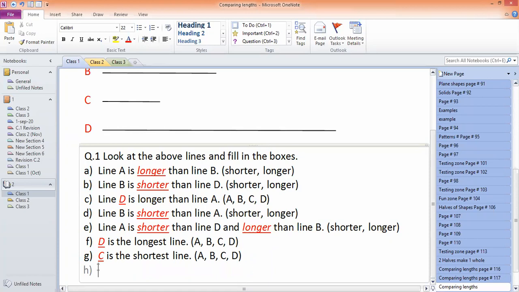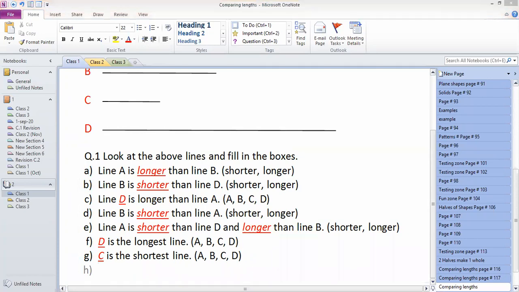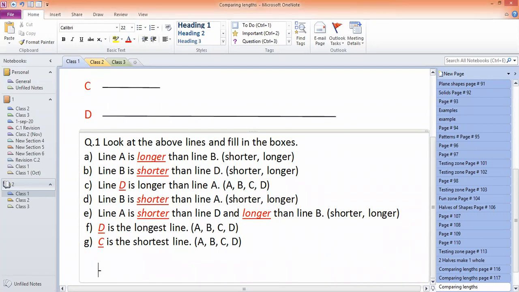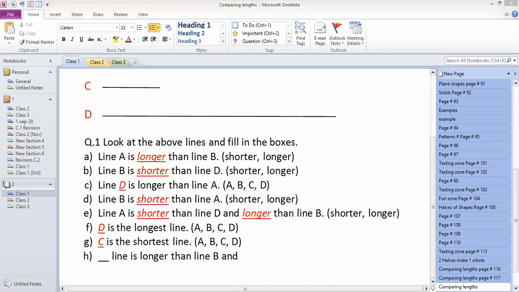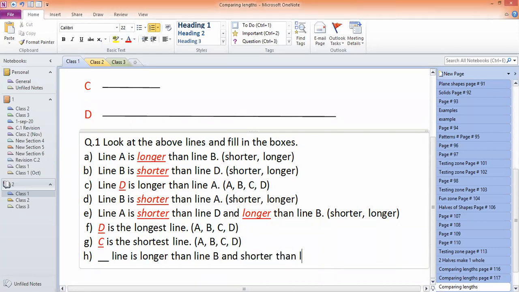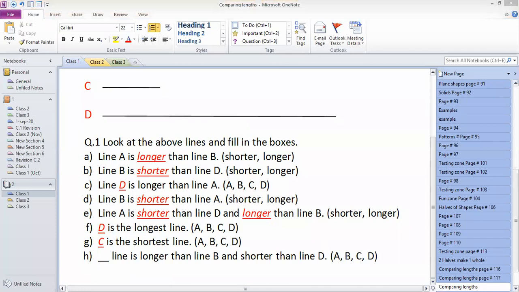Okay, guys. Now I'm going to write H. Dash line is longer than line B and shorter than line D. Options are A, B, C, D. Dash line is longer than line B but shorter than line D. This is the question.